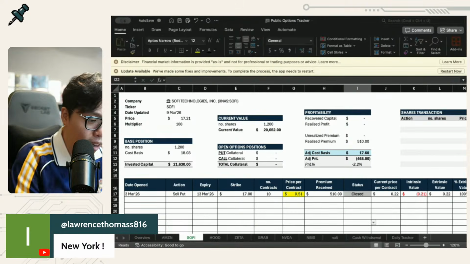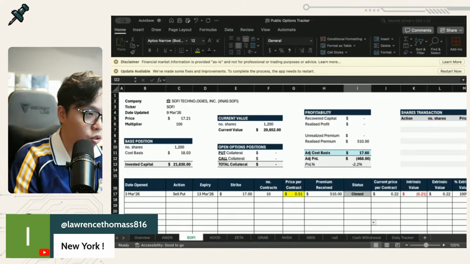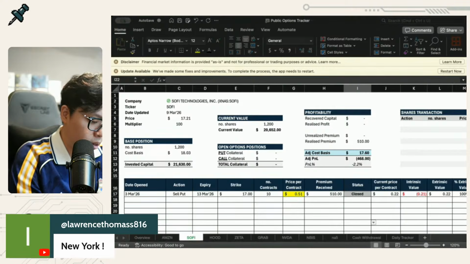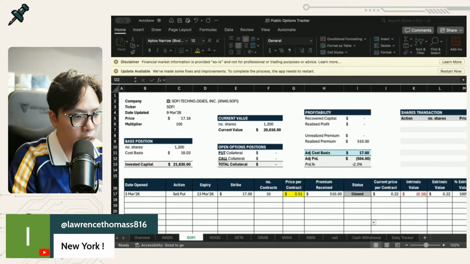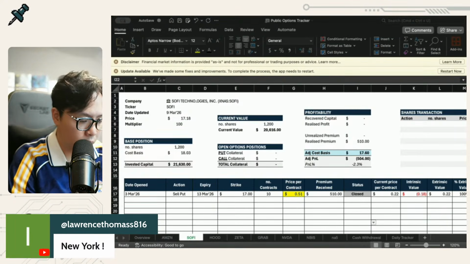Okay, give me a minute. Let me see whether or not I am being too heavily into SoFi. All right, at the close of market, SoFi is around $17.18. I might just put a small buy in after hours.